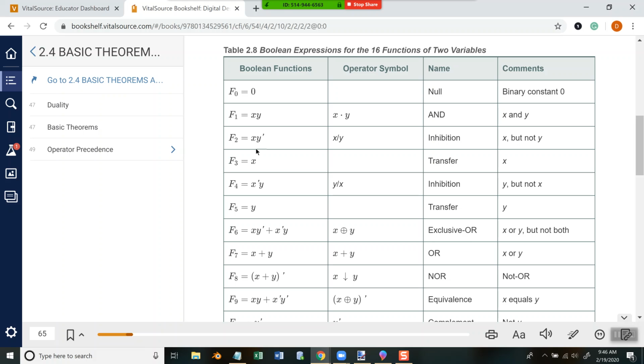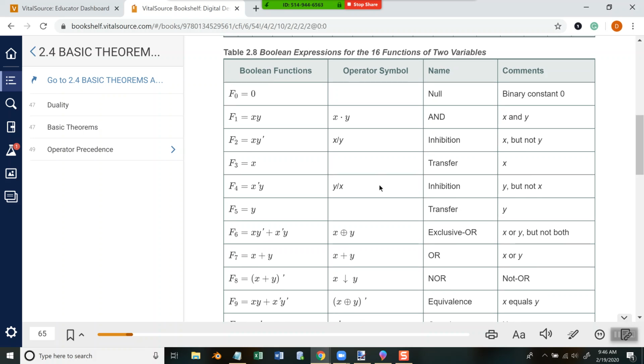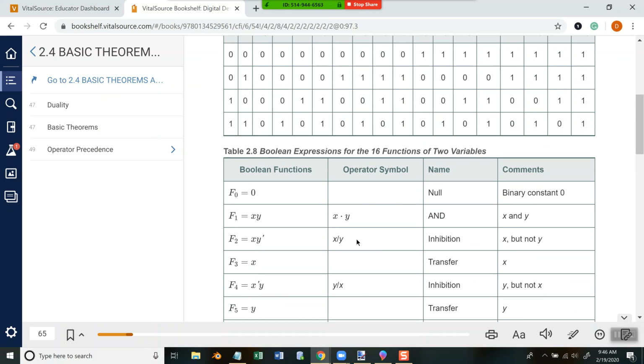The inhibition, can't say that word. X but not Y is written this way. Transfer is X. It's just a single X going through, so is Y. There's another word I can't pronounce. Looks like division. That's F2.